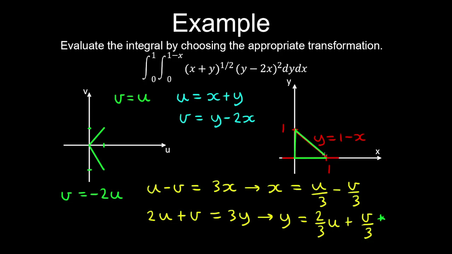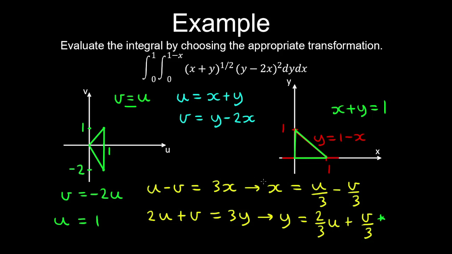And we can write the equation of this boundary line as x plus y is equal to 1. So we have 1/3 plus 2/3 gives u, and minus v on 3 plus v on 3 is 0, and that's equal to 1. So our third boundary line is at u is equal to 1. Therefore this point is at u equals 1 and v equals 1, and this point is at u equals 1 and v equals minus 2.